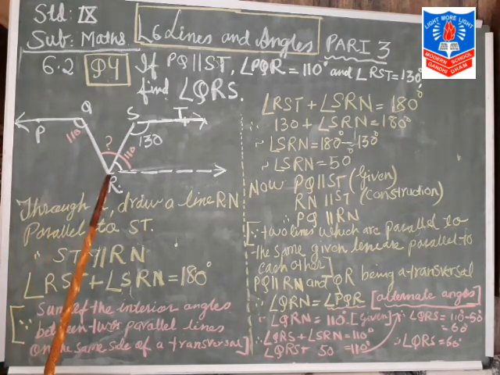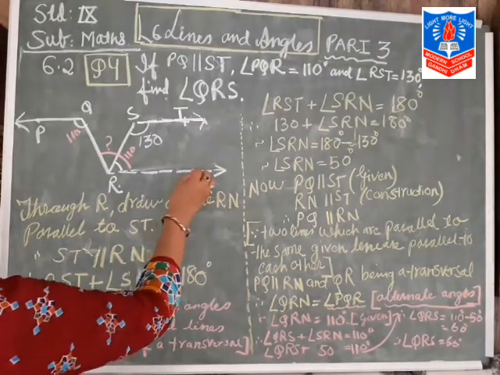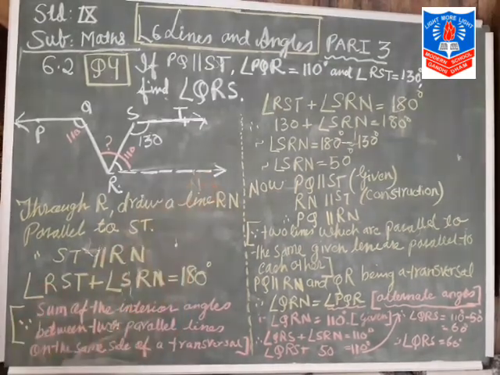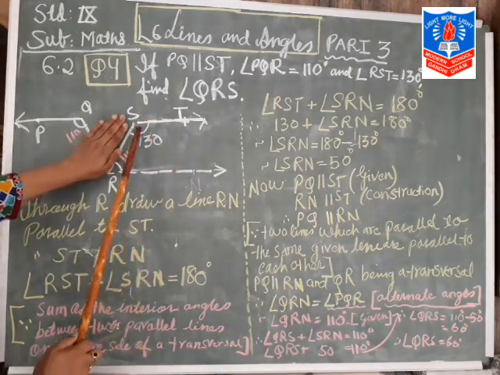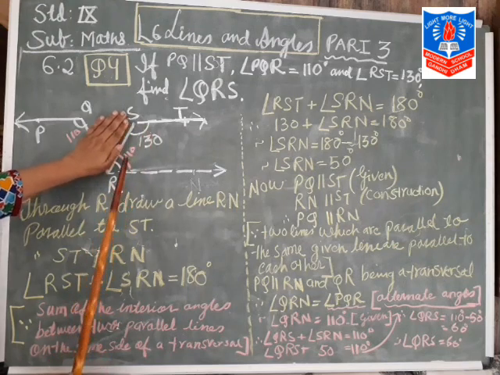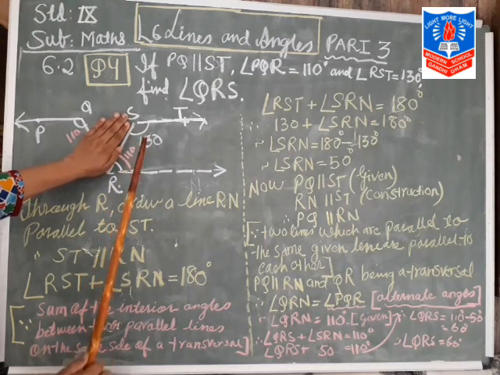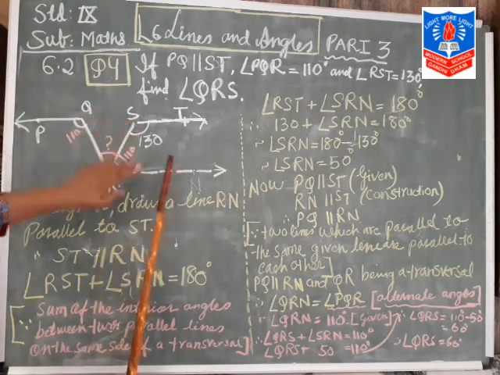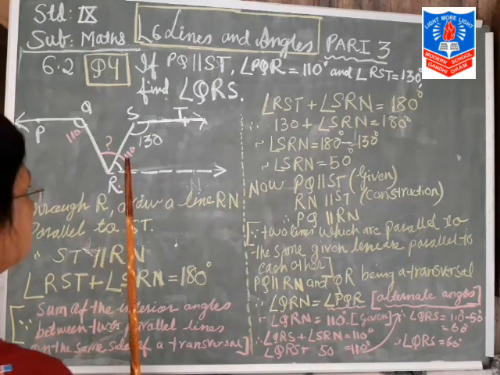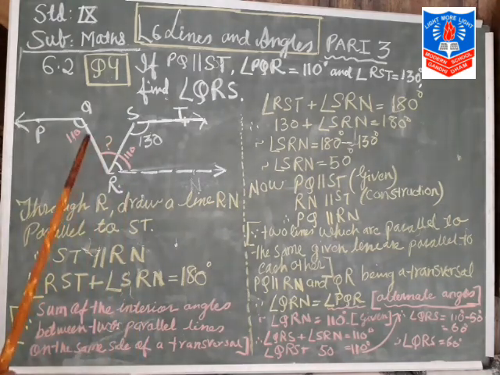Through R, we can draw a line RN. Draw a line RN parallel to ST. Clear? So these are the interior angles, and interior angles add up to 180. So 130, so SRN equals 50. Clear?